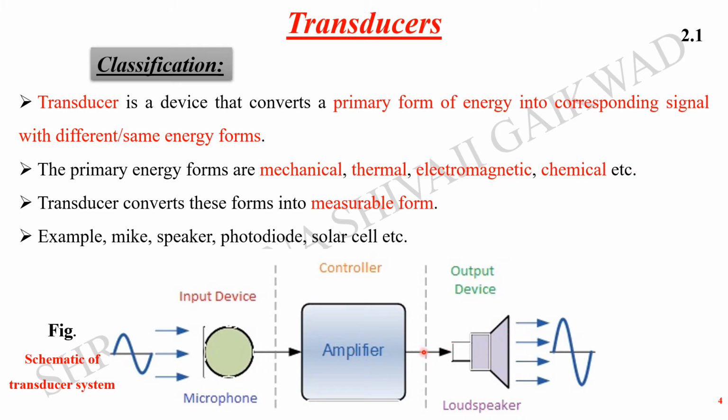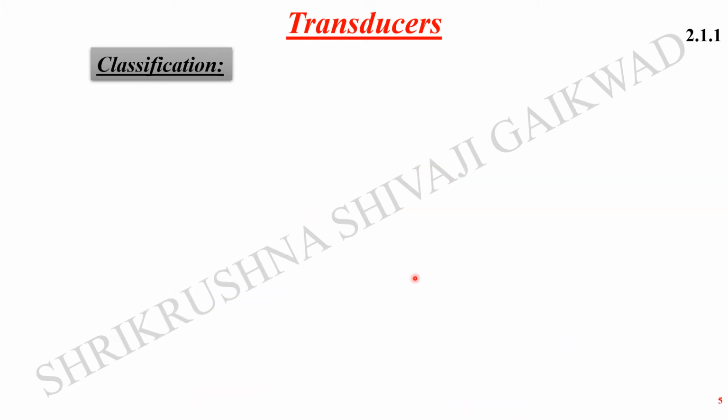Then the output of the amplifier is given to the output device, which can actually drive the output signal, because amplification is required so that the weak signal of the microphone does not drive the loudspeaker. So the intermediate stage or the controller is required to amplify the signal, so that the input signal can drive the output loudspeaker, and again that electrical signal will be converted back into sound energy.